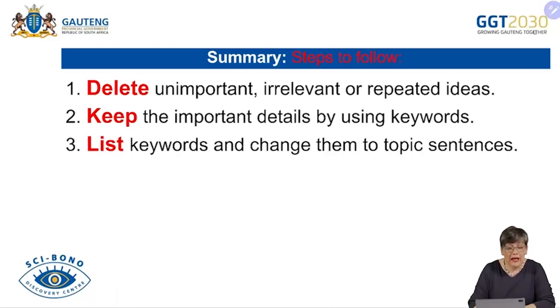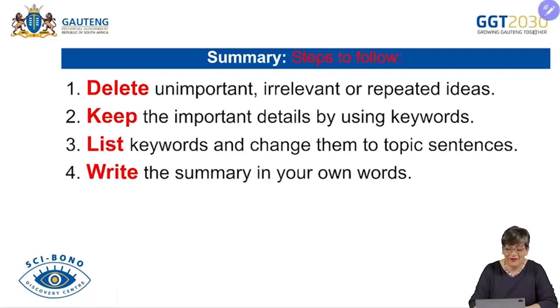Now you make your list. Now remember what we say. Remember when you're doing a shopping list, it's one word after the other, underneath each other. Now the same here. List your main points underneath each other, changing them to topic sentences. Now, a sentence means there must be a verb in it. Write the summary in your own words. So we delete, we keep, we list, and we write. And if you follow those 4 steps, well, then you're almost there.